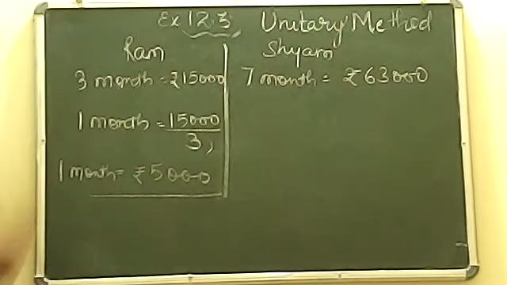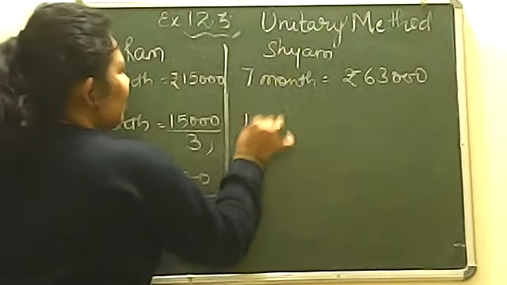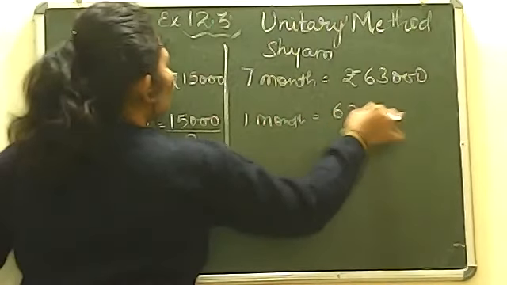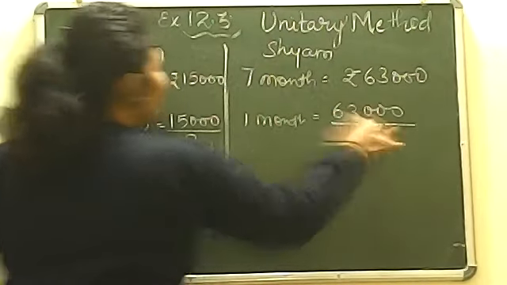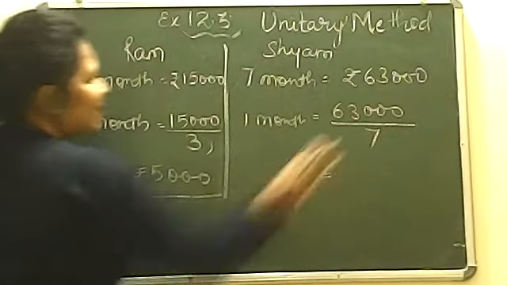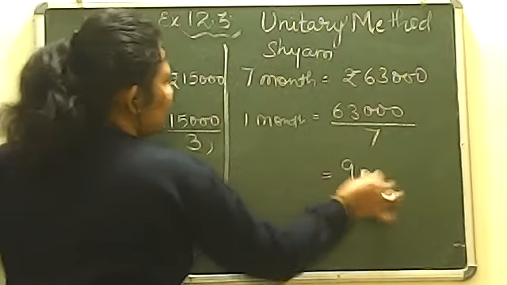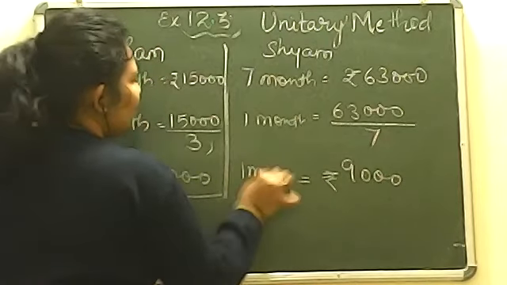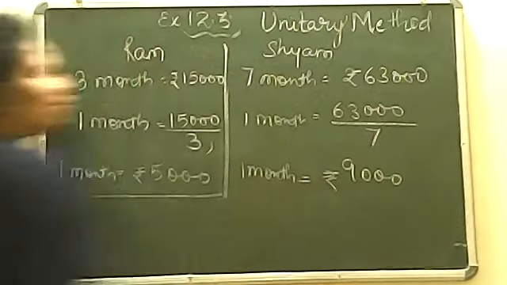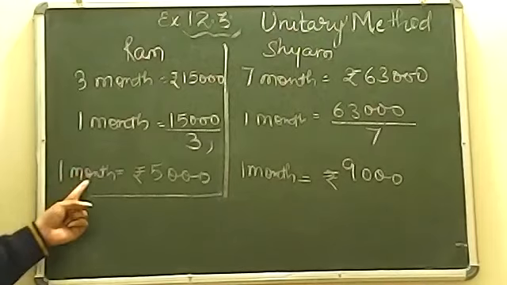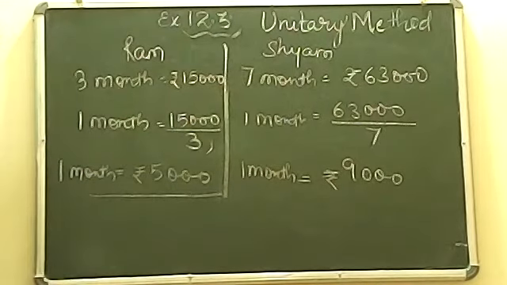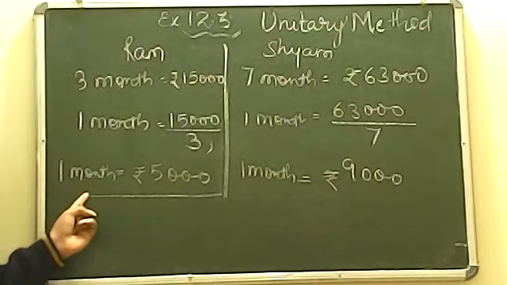Okay. Now let us do the same process for Shyam. Now Shyam is earning in 1 month 63,000 divided by 7, and you can see 7 9s are 63 hota hai beta. So this will give you rupees 9,000 in 1 month. Fine. So here you can see Ram is earning 5,000, Shyam is earning 9,000. Who is earning less? Here Ram is earning less.